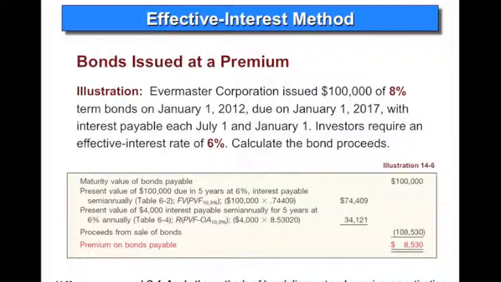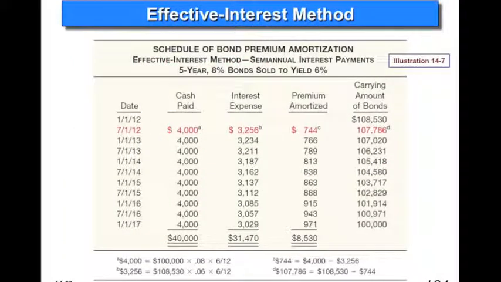Same example, just with a premium. We see the present value here is now higher, so we have a premium on the bond. Same situation, we just have a premium rather than a discount. It's just that interest expense is always less than cash paid. So now you have a premium that's being amortized.